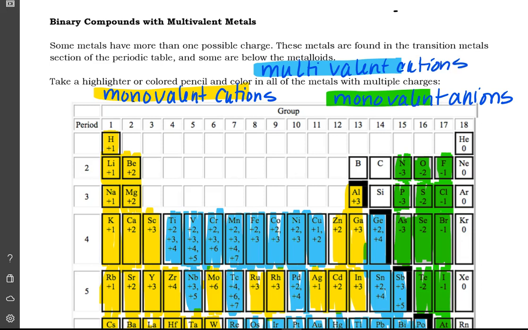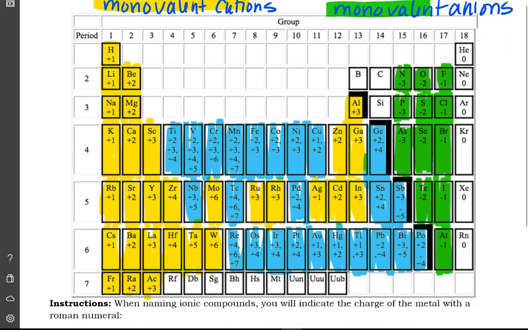cations. Most multivalent cations are going to be transition metals, although there are a few, germanium, tin, lead, bismuth, polonium, that are part of what we refer to as the poor metals. And thallium, and did I get him in there? No. They're referred to as the poor metals. So they have multivalent too, just like the transition metals.